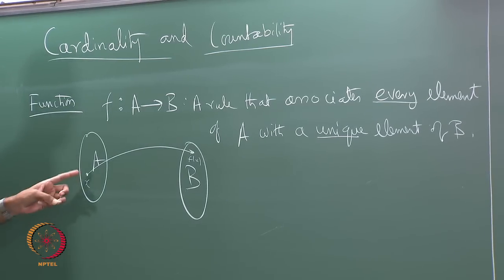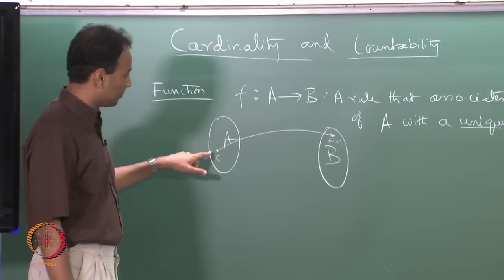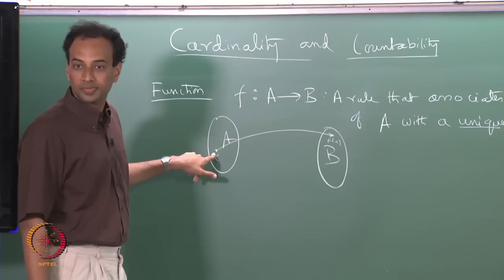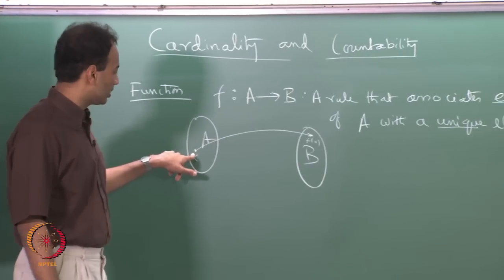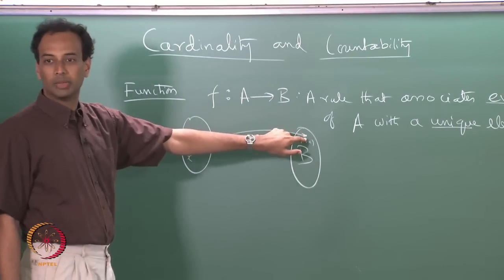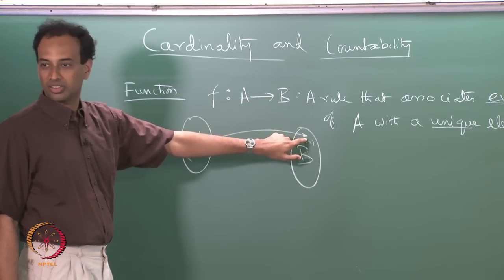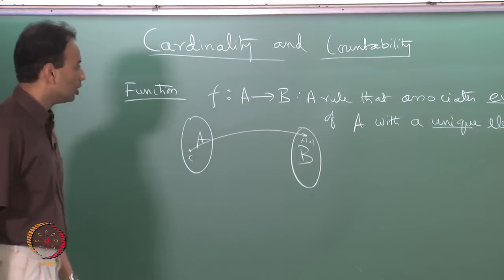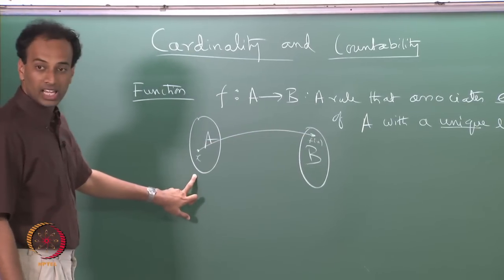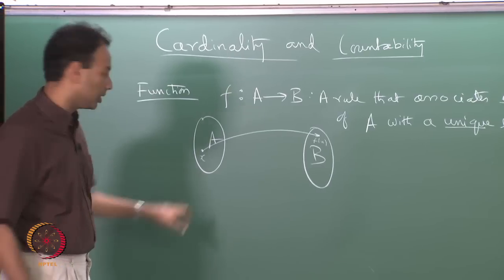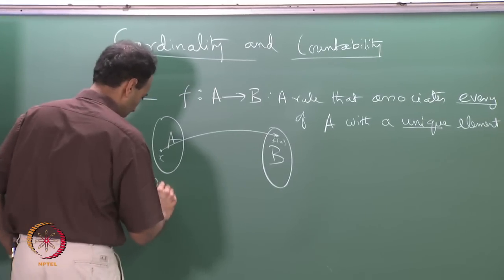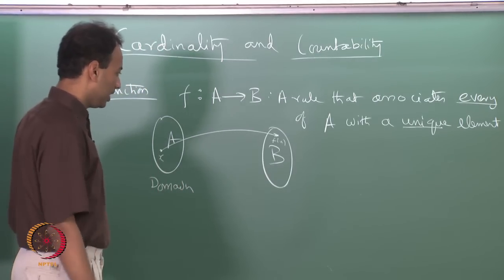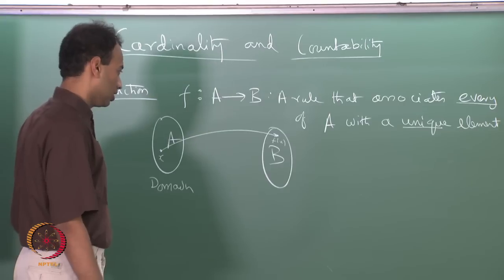In this notation, the terminology used is that f of x is the image of the element x under this function, and you say that x is the pre-image of this element under this function. These are terminologies that are commonly used. Also, the set A is called what? The domain. So, the set A is called the domain, and set B is called the codomain.